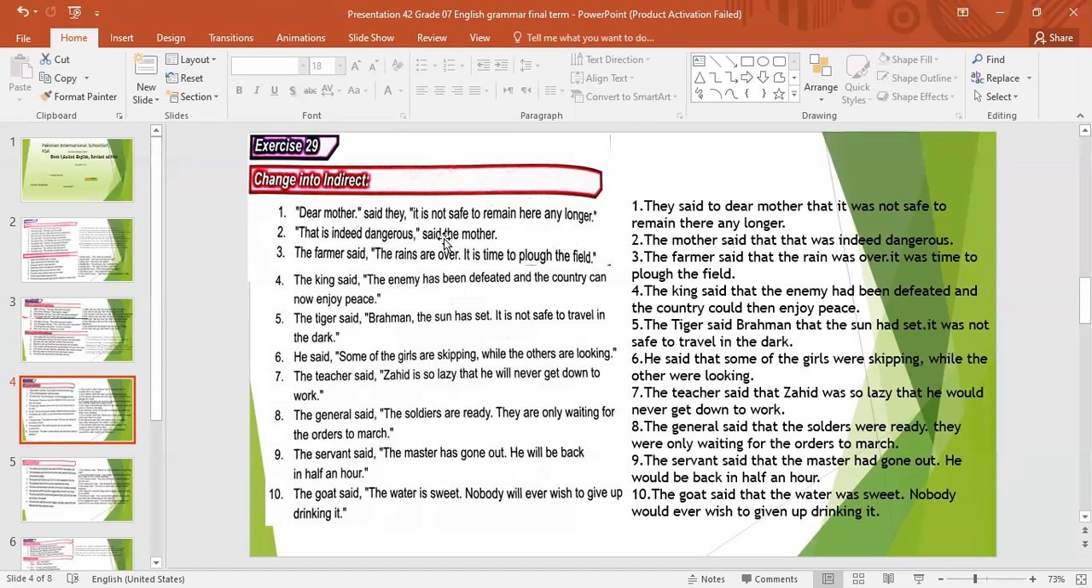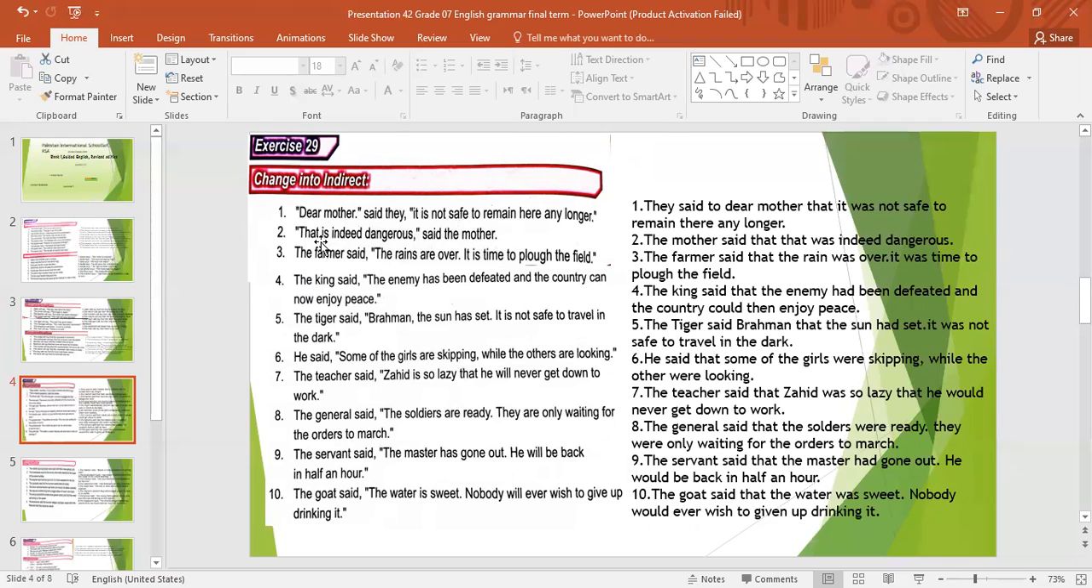Okay, now for these sentences the rule is: if the reporting verb is in the past tense, then the tenses of the direct speech are changed into corresponding past tenses. So then we will change this part, the reported speech, according to the past tenses. So dear students, let's move to this first sentence.